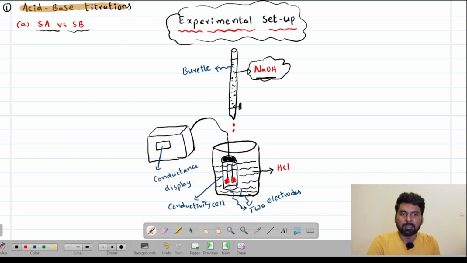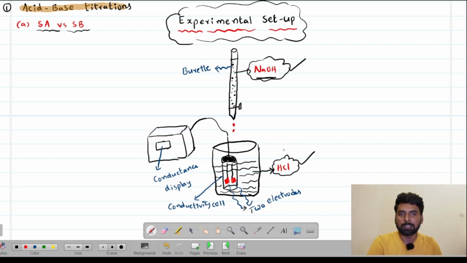Okay, and there is a beaker. Inside the beaker we are taking hydrochloric acid. And one more point I wanted to highlight: in all our explanations of acid base titrations, we are going to take acid in the beaker, and base can be taken in the burette. In the exam also, 99.99% of the times, the same type of experimental setup will be given in the question. Always they will consider base in the burette and HCl in the beaker.